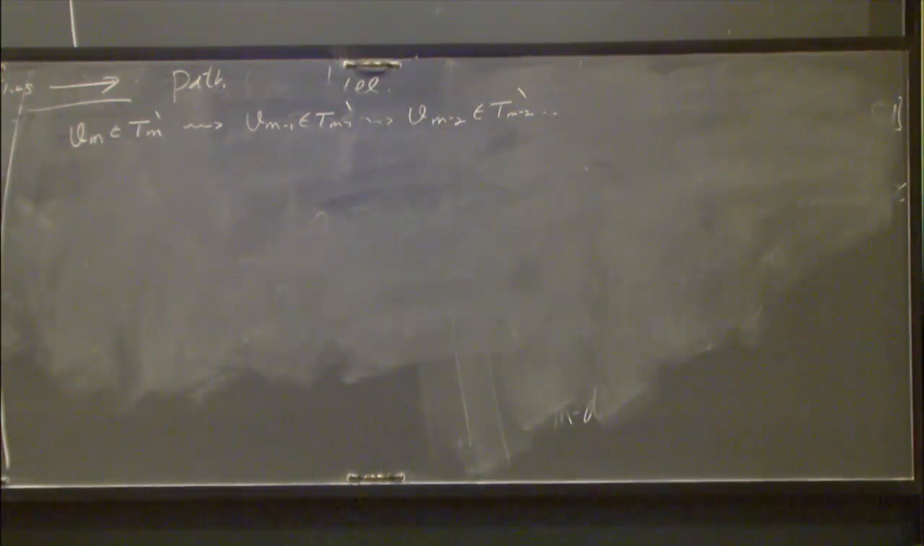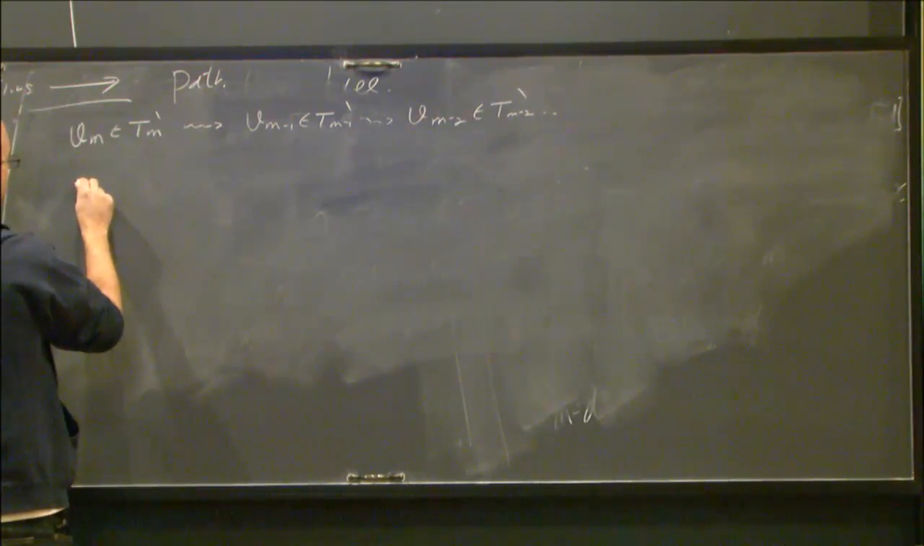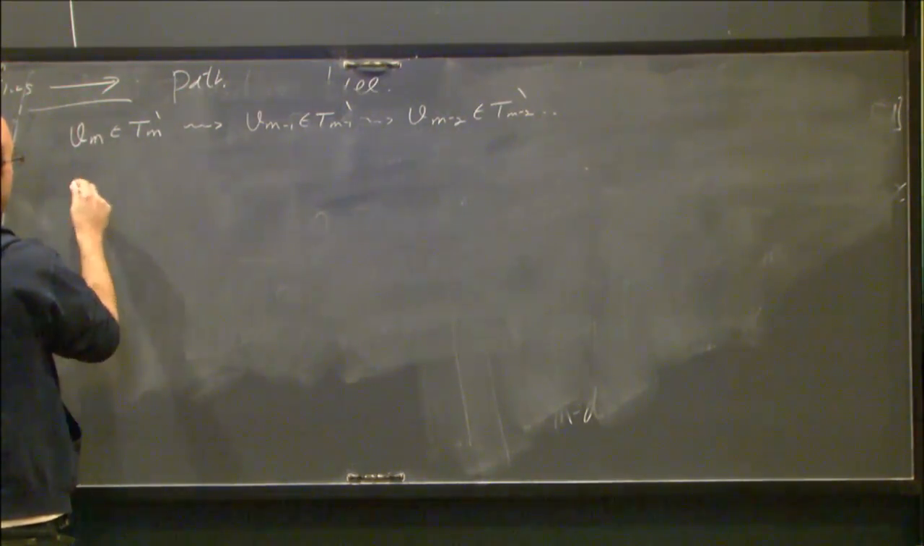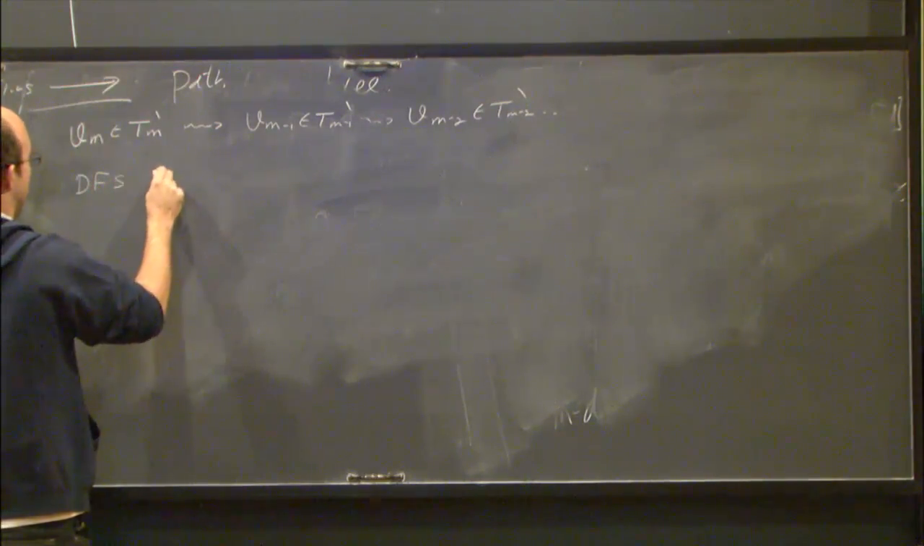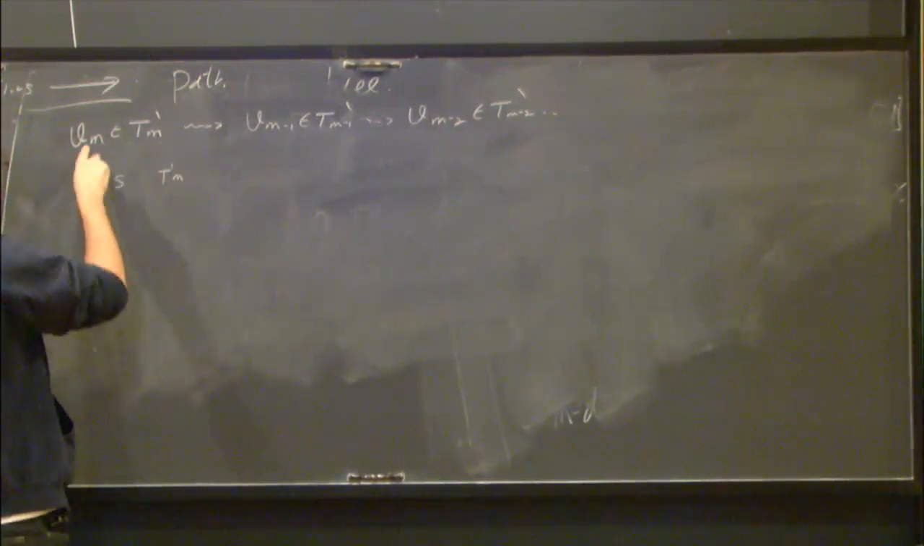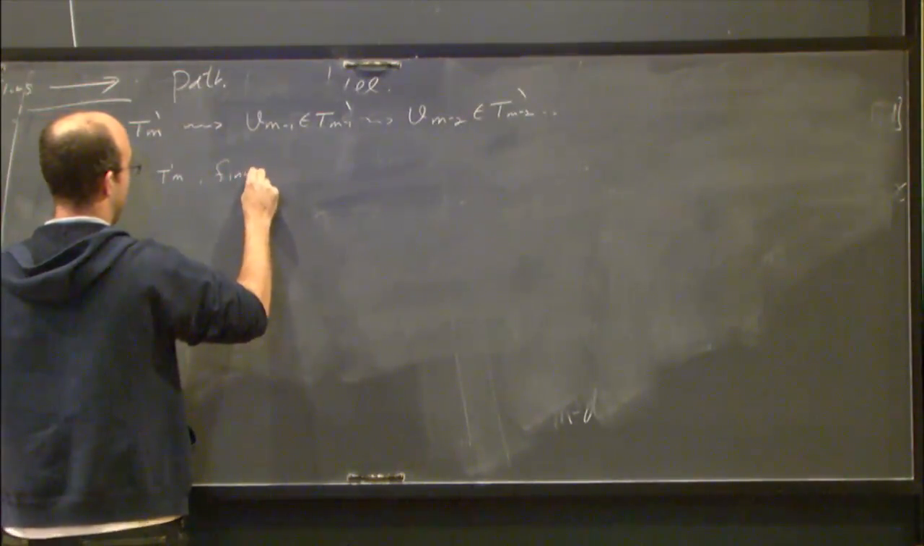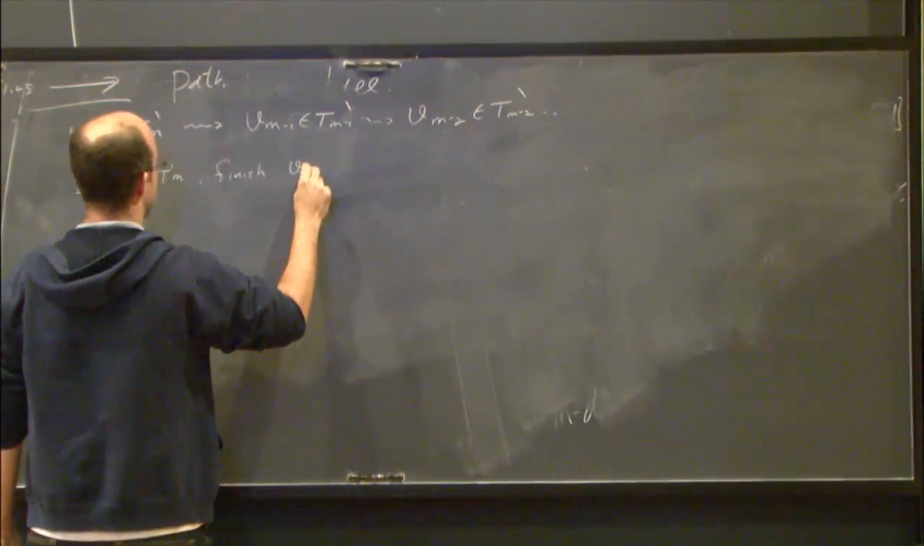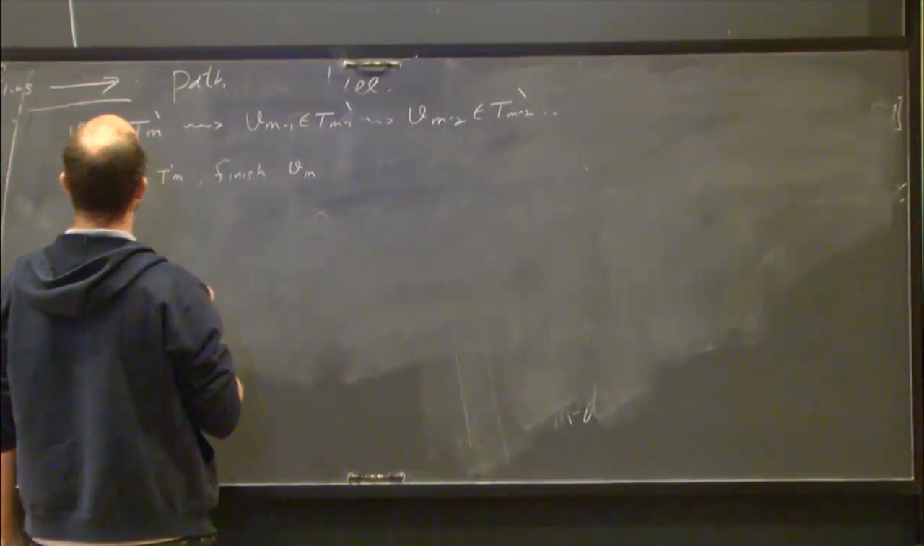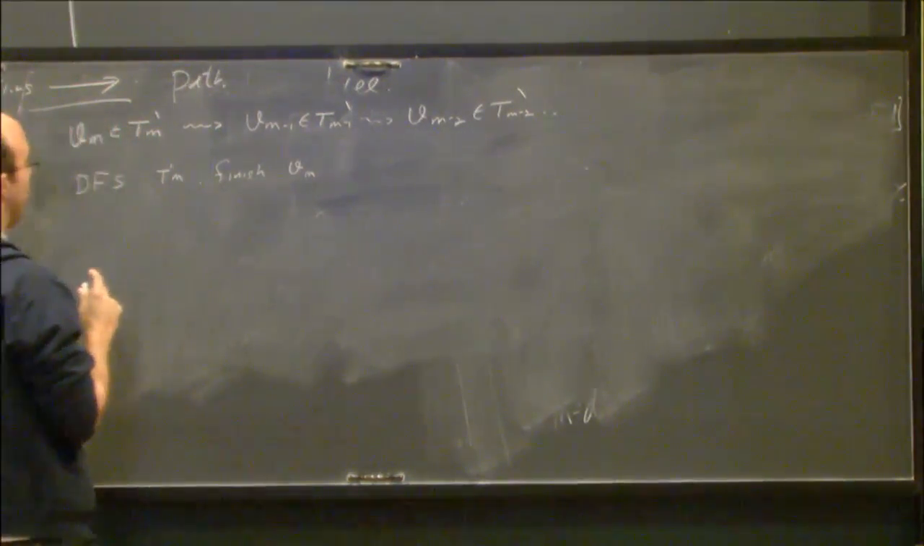So what are we doing? I looked at this before the talk, but it always confuses me a bit. Okay, so first let's see how we can do this path. I want to run a DFS in T prime m, and finish at Vm.